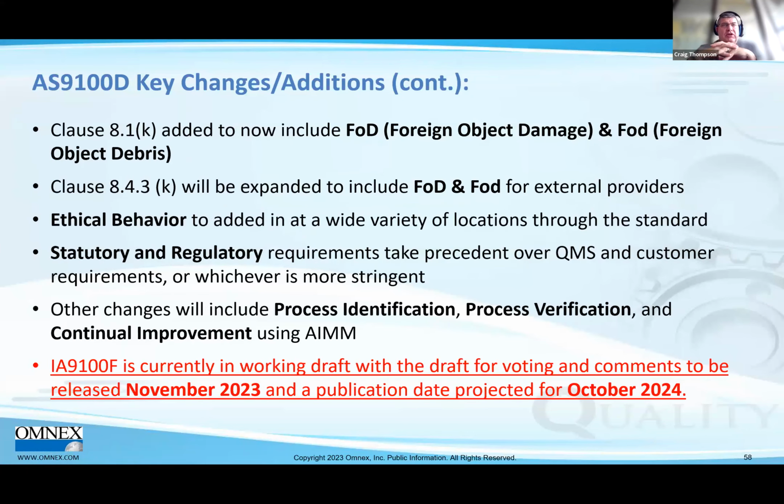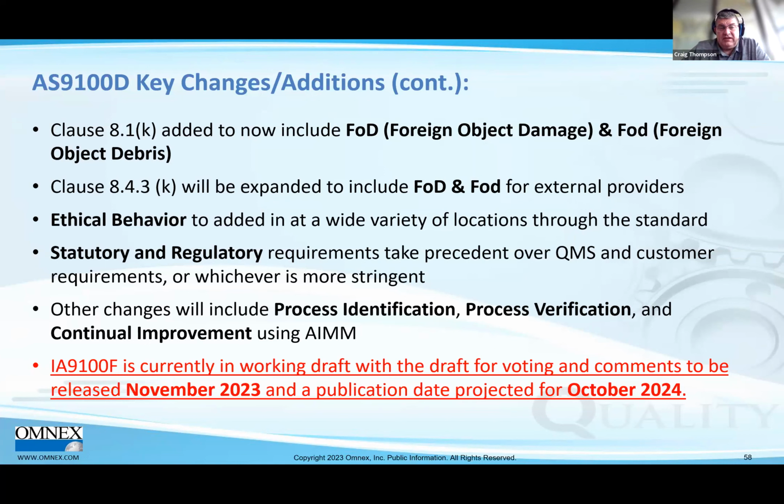So clause 8.1.K, they're going to add a new K now. It only went to J before. They're adding K, and it's going to be about the FOD, right? Foreign object debris and foreign object damage. For those that don't know, the capital D is for damage, small d is for debris. And they're also going to add some things to 8.4.3.K around the same thing, around FOD and how those requirements are flowed down to suppliers.